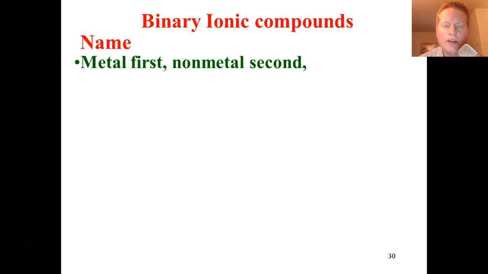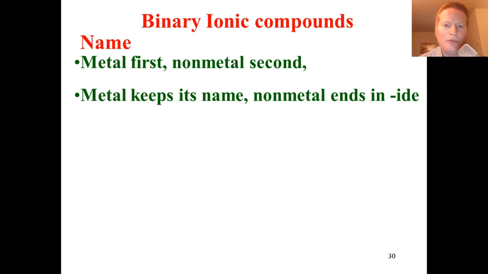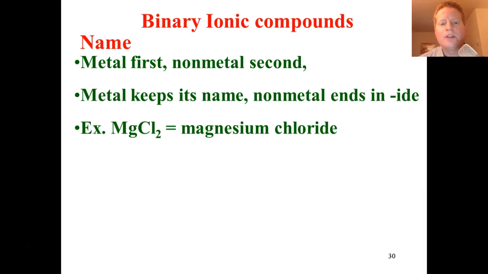So it was just put the metal first and then the nonmetal second in the formula, and then when you name it, the metal keeps its name and the nonmetal ends in "ide" after that, right? So for example, magnesium chloride. So here's the metal, stays in front, magnesium keeps its name. Chlorine becomes chloride, right? So this is what we went over.